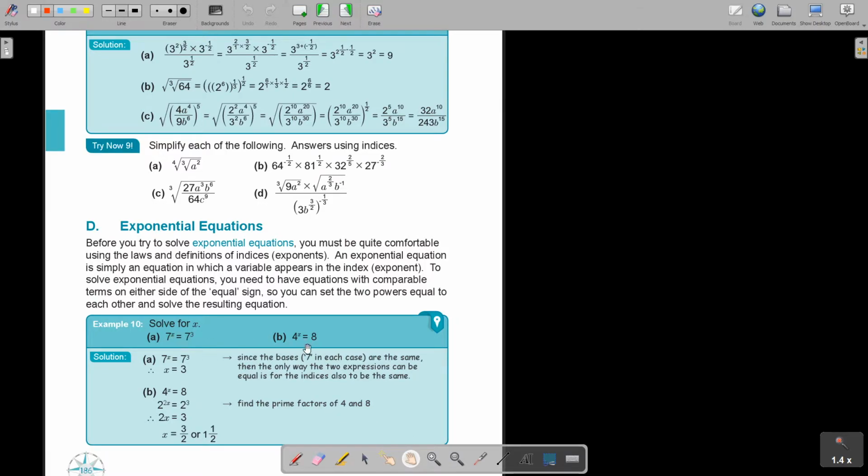If it's an equation, what I'm trying to do is make the bases the same. Because if the bases are the same, and I have one term equals one term, I can put the indices equal to each other. Do you see? X is equal. If it's not the same, I write it as prime factors. You see, the bases must be the same, and then I put the index equal to each other.